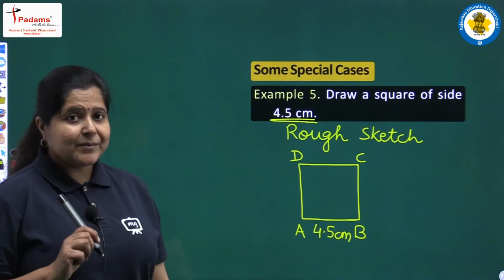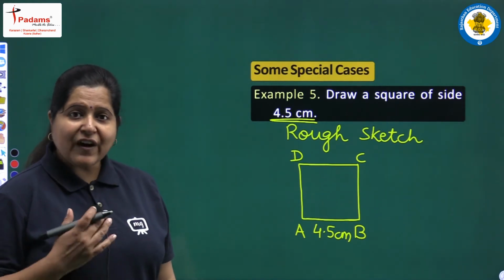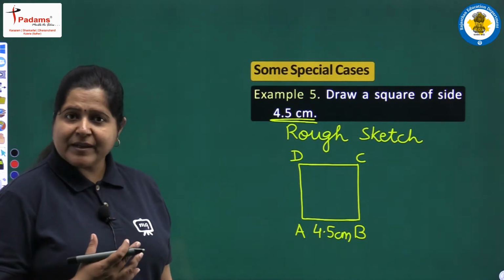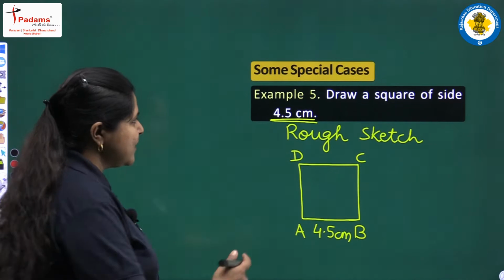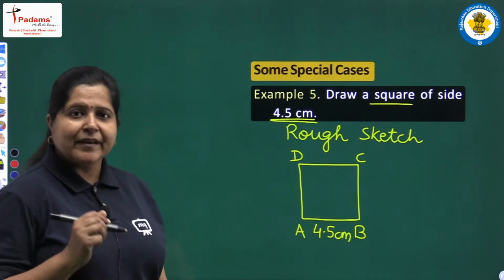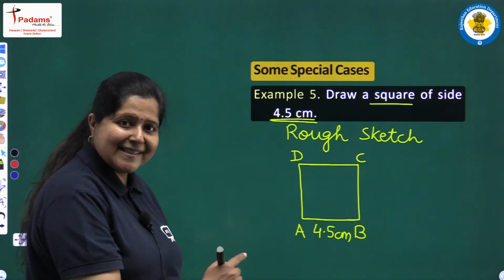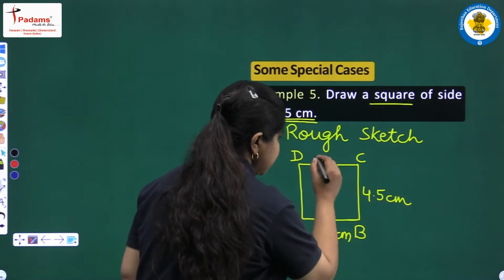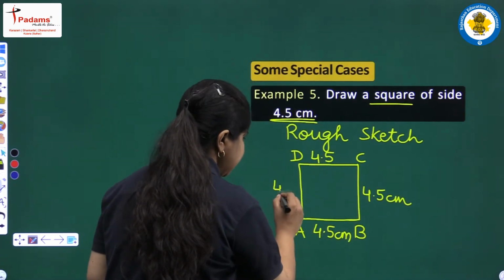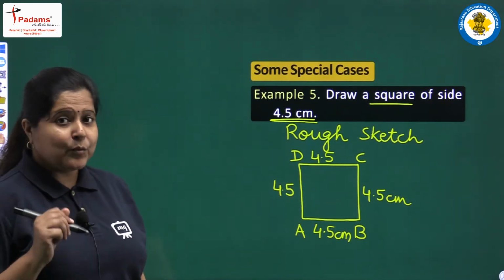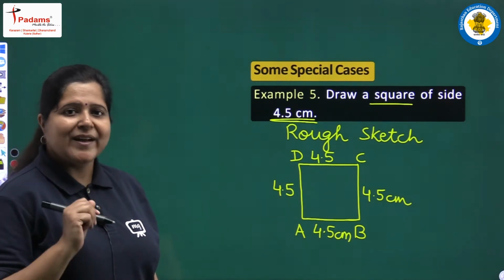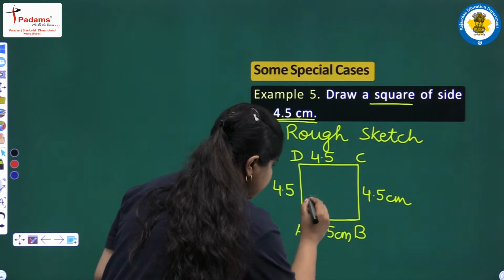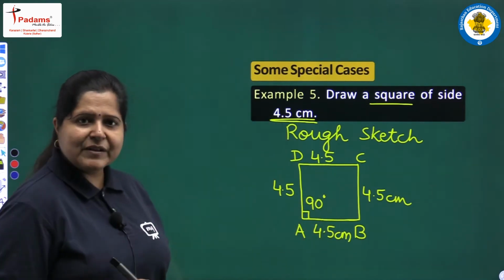Now here only one measurement has been given and we need at least 5 measurements to construct a unique quadrilateral. So from where will we get these 5 measurements? We will use the properties of a square. And what are they? We know that in a square all the 4 sides are equal. So we can easily take this one also to be 4.5 centimeter. This again 4.5, this again 4.5. And one angle is also required, and we know that in a square each angle measures 90 degree. So we will take this angle as 90 degree and this will be enough for us.